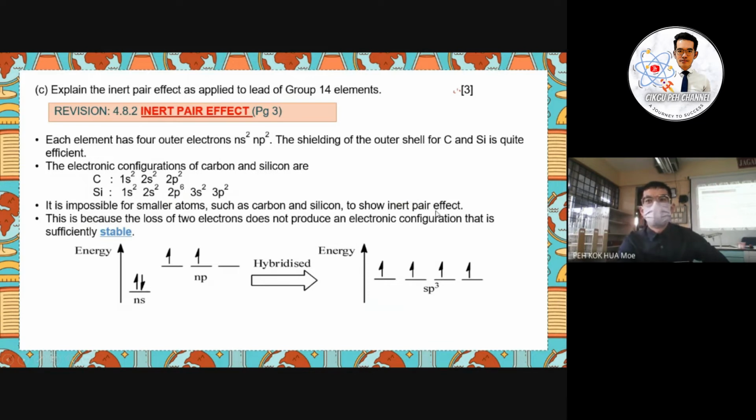So the inner pair effect occurs in a large atom, emphasizing lead. This is because the loss of the 2 electrons does not produce an electronic configuration that is sufficiently stable. For small atoms, the electron at the s orbital will be excited and go to p, and they can form sp3 bonding. So they will be stable at the +4 oxidation state and will not face any inner pair effect.